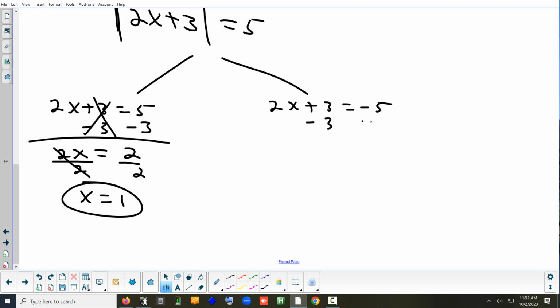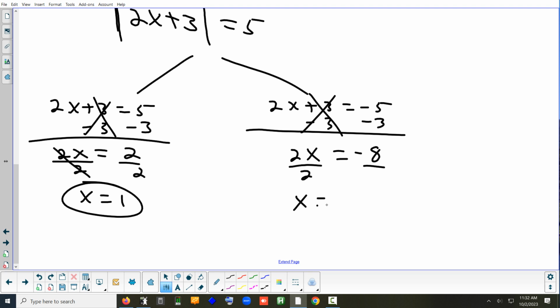Subtract the 3. So that's gone. 2x equals negative 8. And then my last step: divide by 2. And that gives you what? x equals negative 4.